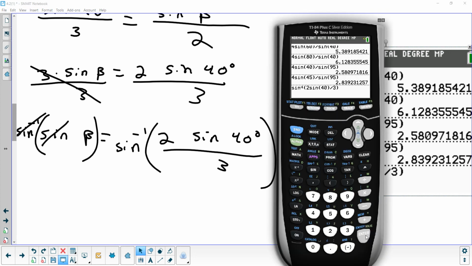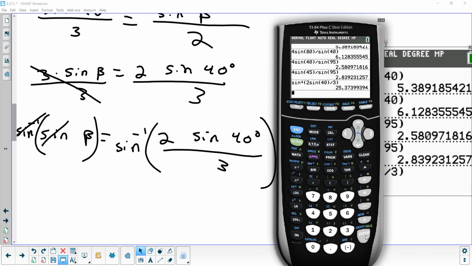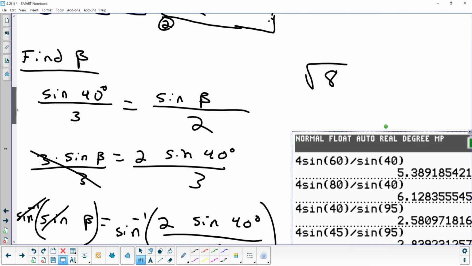And hit enter. So we get 25.374. This is not a no solution problem. How do I know that? I just got a solution. If this was a no solution problem, the calculator would have just said error. Okay. So we definitely have at least one answer. Let's write that down. 25.374.